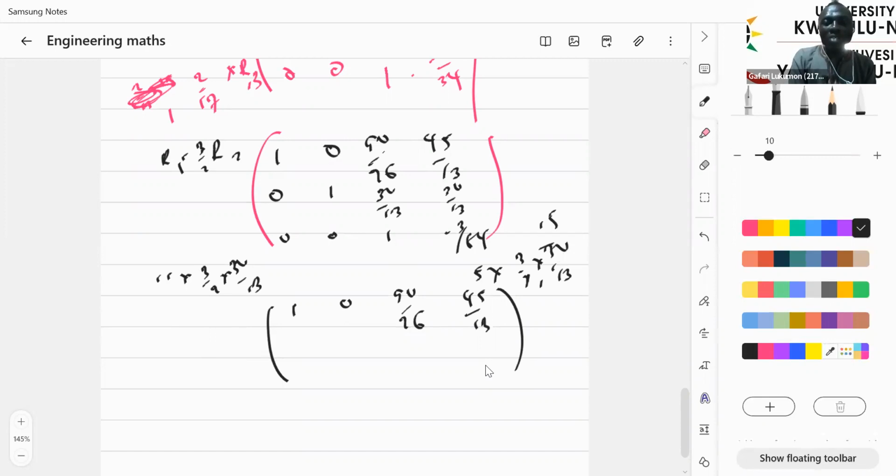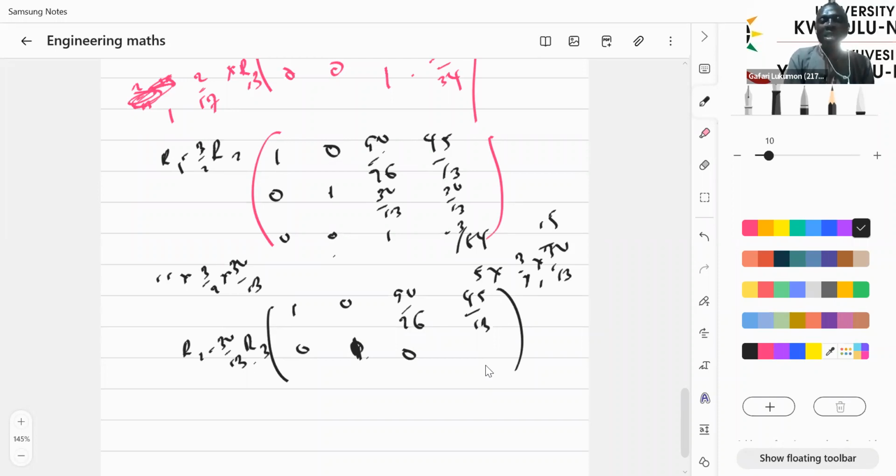So I can just say R2 minus 30 over 13 R3. R2 minus 30 over 13 R3, that's 0 minus 0. This will give me 0. 1 minus 0, that is also 0. This will also give me 0. You understand? And no, this is 1, no. Because R2, that is 1 minus 30 over 13 times 0, that is 0. 1 minus 0 will give me 1.